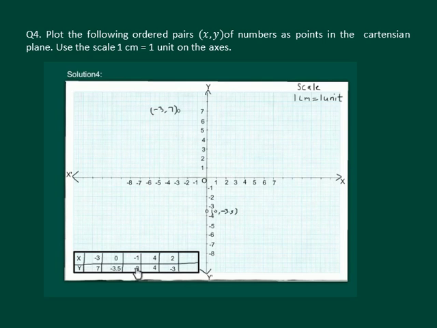Next is -1, -3. So x coordinate -1 and y coordinate -3 gives us this point. Next is 4, 4. X coordinate 4 and y coordinate 4 gives us this point. And lastly we have to plot 2, -3. So x coordinate 2 and y coordinate -3 gives us this point. And so we have plotted all the values as points on the Cartesian plane.